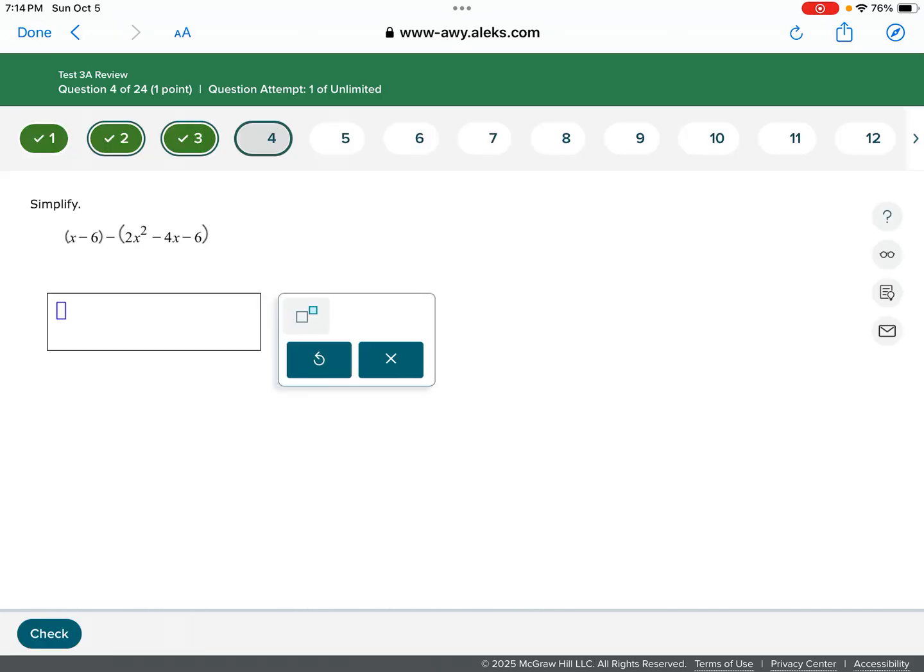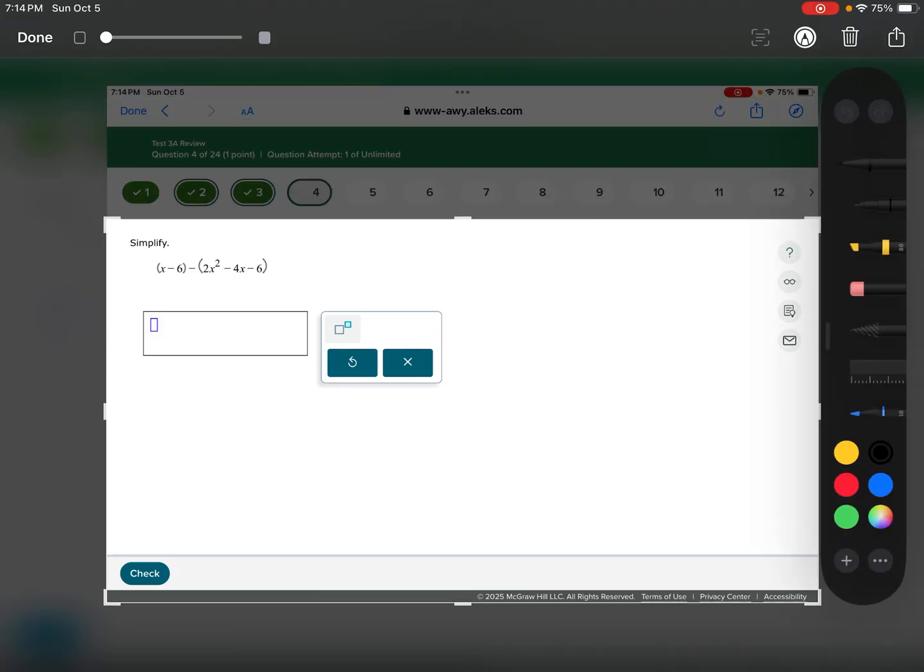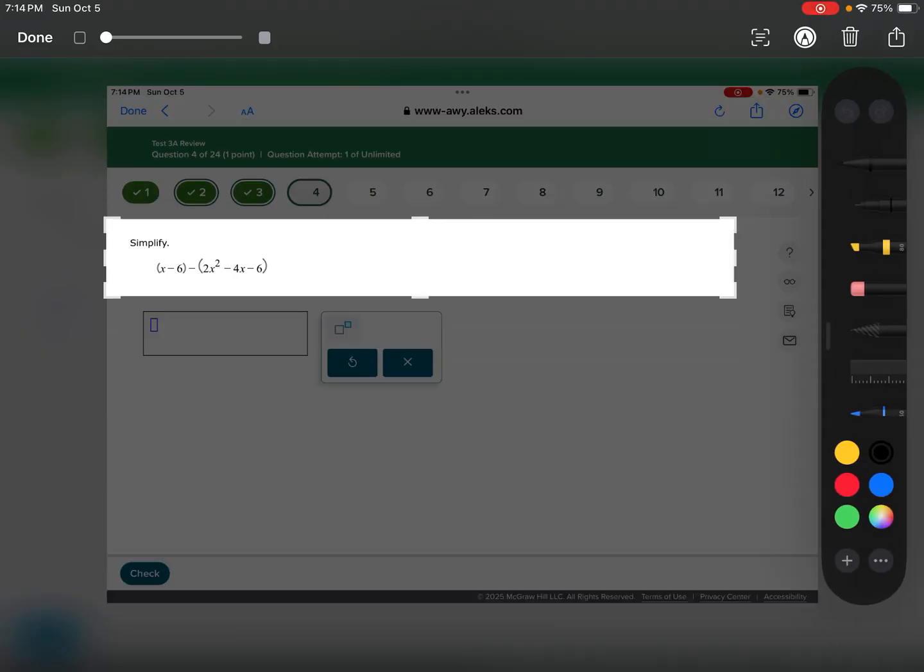All right, for 4, we're being asked to simplify this expression right here. Let me go ahead and do a quick screenshot.